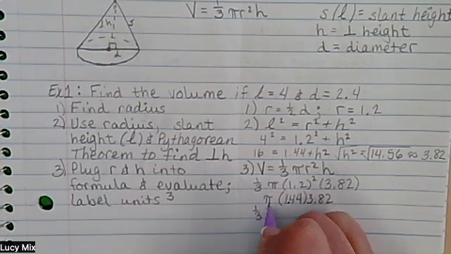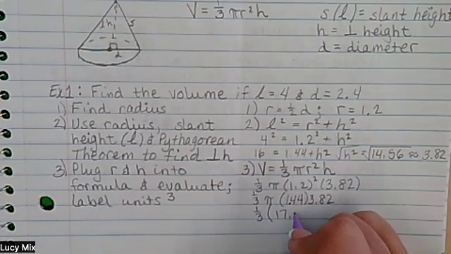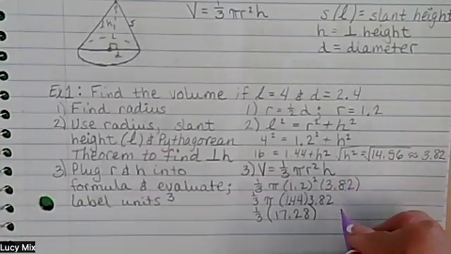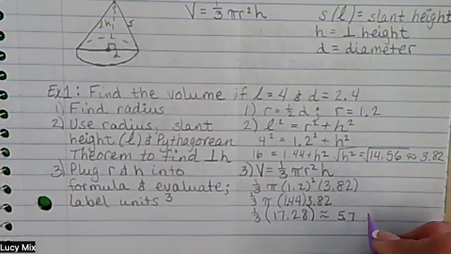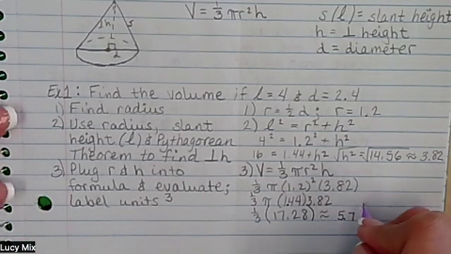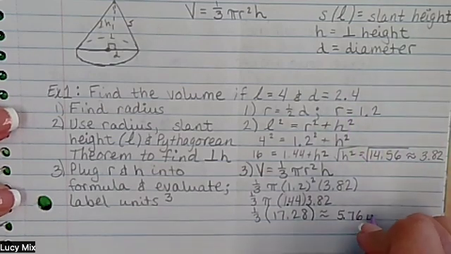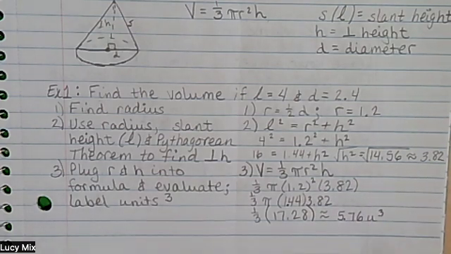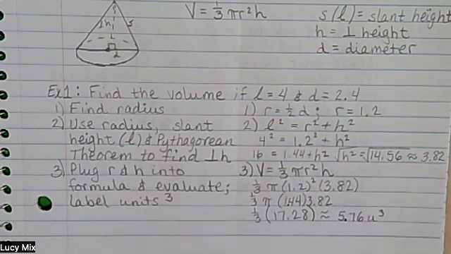So 1/3 of 17.28 approximately, which is about 5.76 units cubed. Now, if they don't give you any units like centimeters, inches, use the letter U to stand for units. Okay, so units cubed or cubic units.